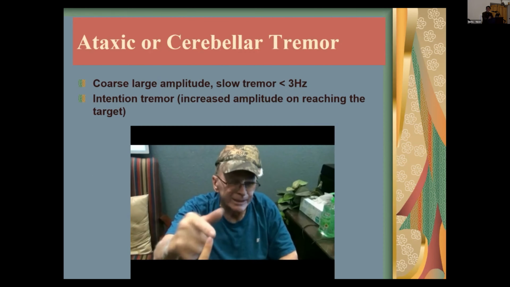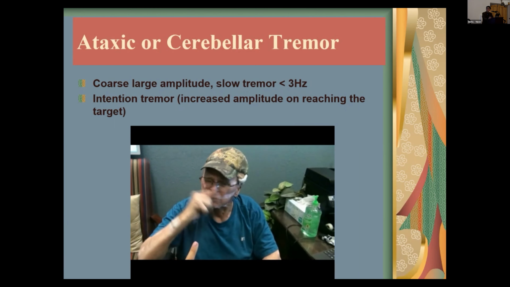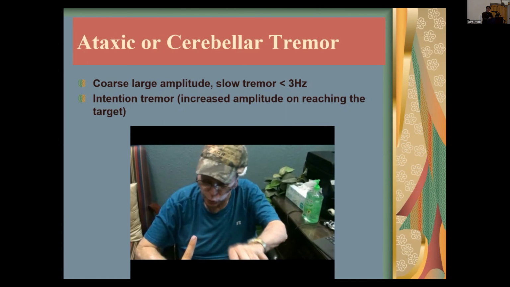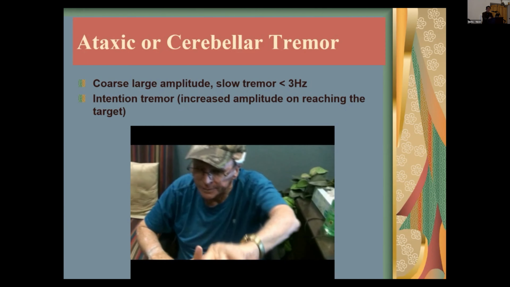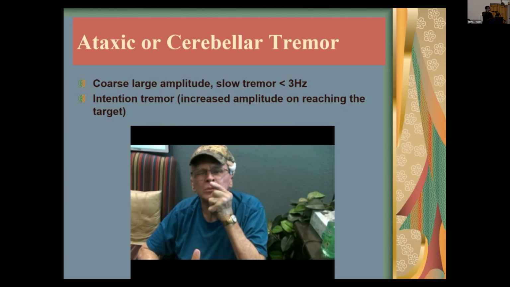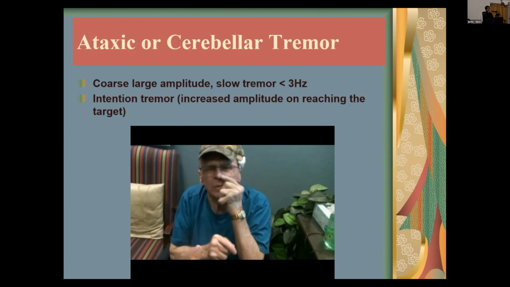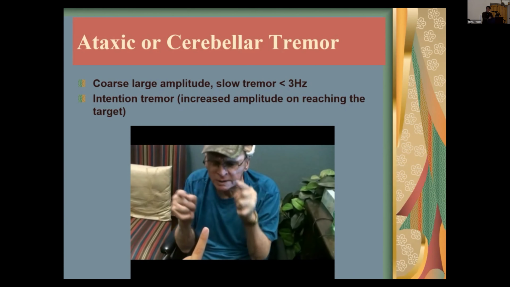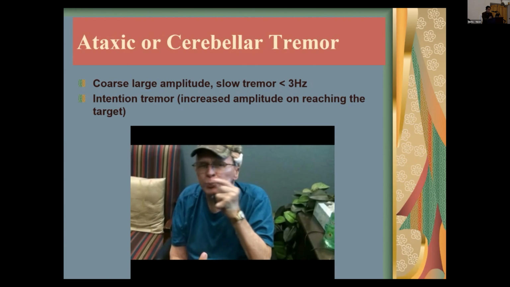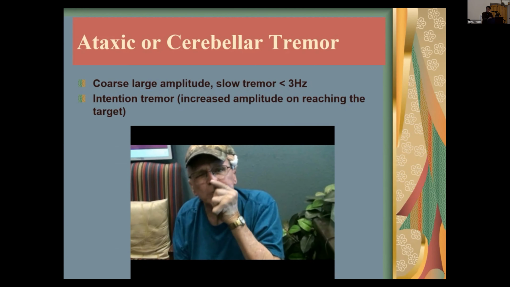And then the tremor that is the most difficult to treat, either through medicines or surgeries, is the ataxic or cerebellar tremor. It's coarse, large amplitude, and slow, 3 hertz or less. We also refer to this as intention tremor, meaning as you reach the target, whatever the target action is, which in this case is finger to nose, as he reaches out for the target, that tremor amplitude just increases. So this is referred to as ataxic or cerebellar tremor, highly resistant to most of the medicines we use for control of tremors.